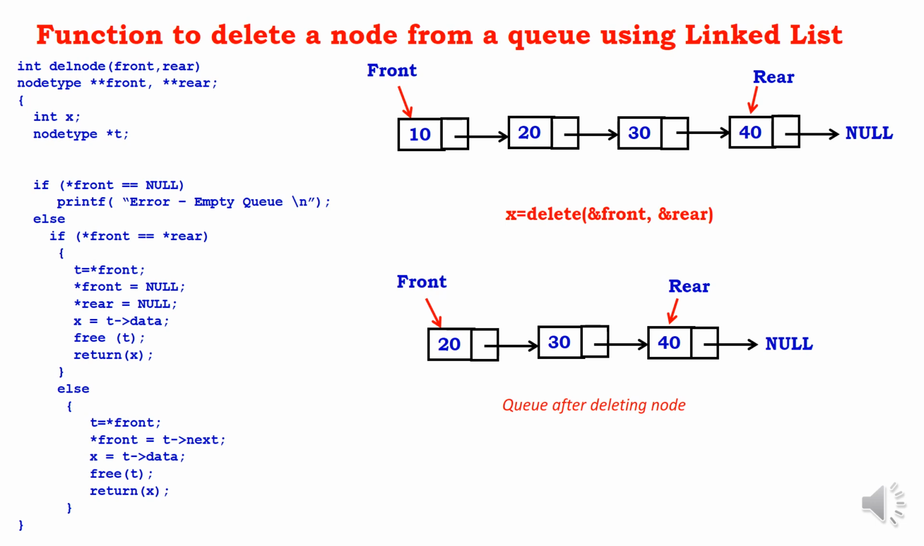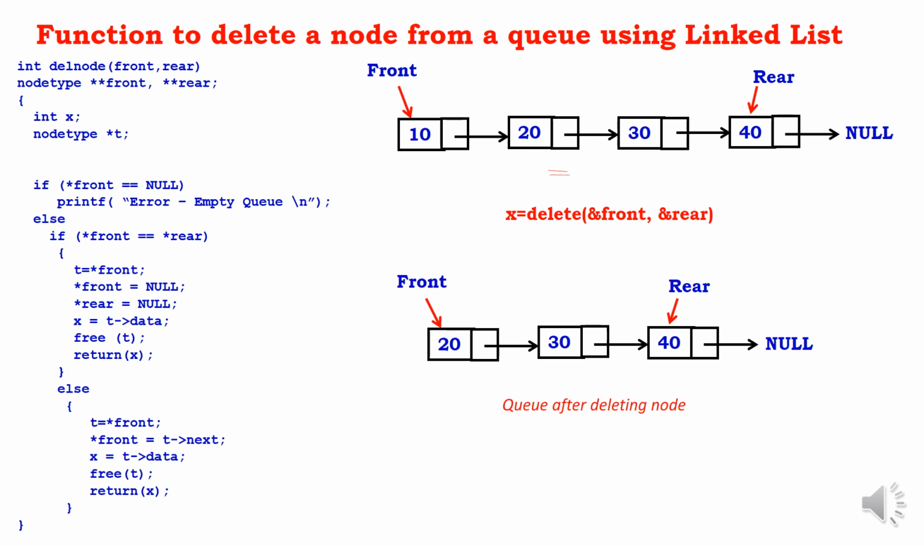So here see there are four nodes: 10, 20, 30, 40. Front is pointing to 10. After deleting one node, that is the front node, front moves to the second node, that is, the node containing 20, like this: 20, 30, 40. Front is pointing to the first node, rear is pointing to the last node. This is a queue after deleting. This is a queue before deleting a node.